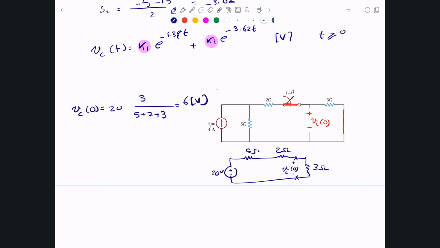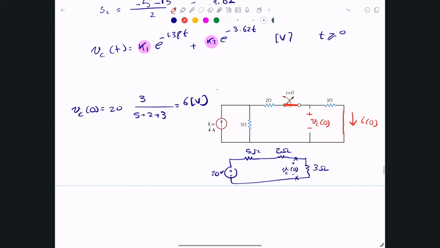Okay, so that's that. We can also compute the initial current in here, I0 minus, for example, which is the same as 0 plus. Remember, there was an inductor in here, so 0 minus or 0 plus for current is the same. We can compute that in here, and I of 0 is, well, I know the voltage across that 3 ohms, so all I have to do is say the voltage 6 divided by 3 ohms, which is just simply 2 amps. So that's basically the initial current flowing through it.